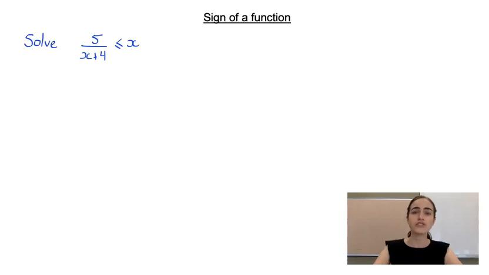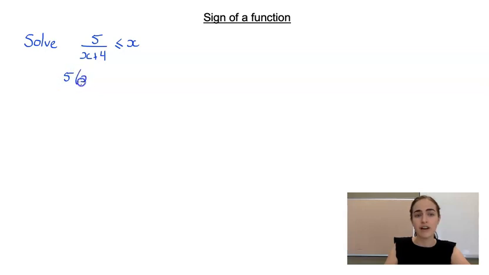What we're looking at asks us to solve 5 over x plus 4 is less than or equal to x. So first we're going to have a look at solving this by sketching this function. The first thing we're going to do is multiply everything by the denominator squared. Now remember, we do that because we don't know whether this denominator is positive or negative, and if it was negative, if we multiplied by it, we would change the direction of this sign. A squared is always positive, so we're multiplying both sides of the equation by x plus 4 squared.